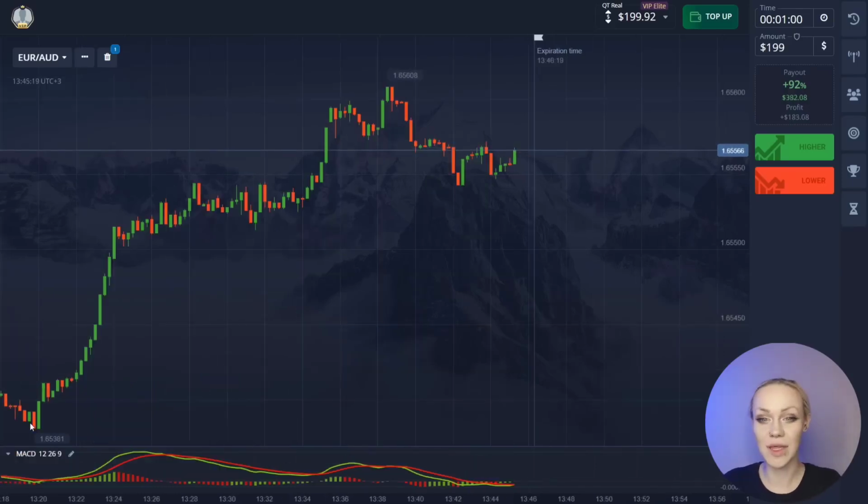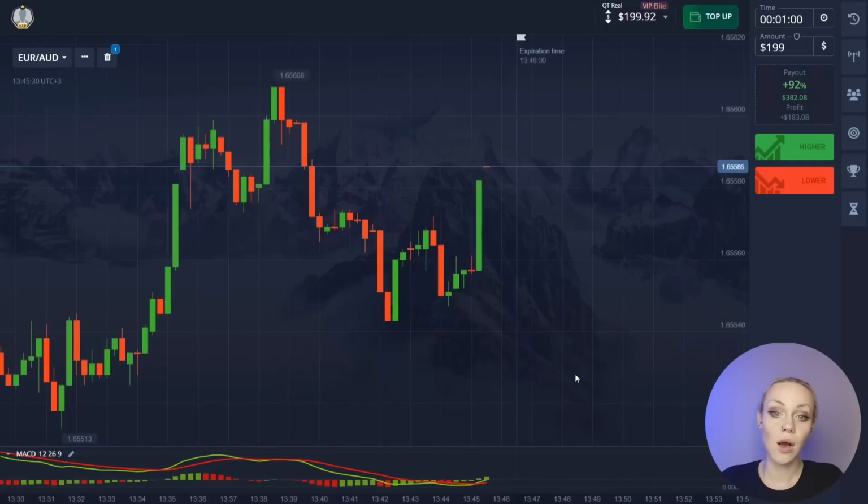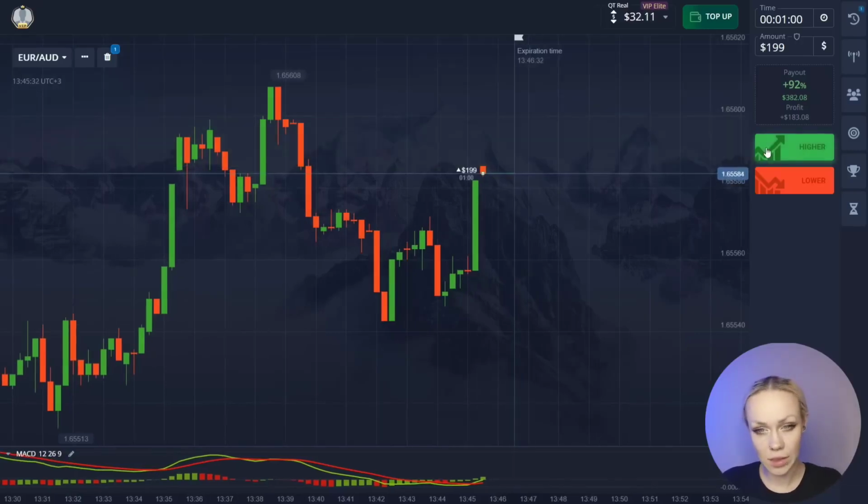Here, the price is moving in an uptrend, and after a pullback down, the price continues to grow. And on the indicator, we see a green histogram and the intersection of lines. Therefore, we open a trade for a raise here.